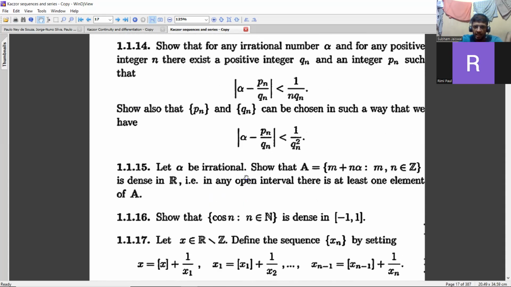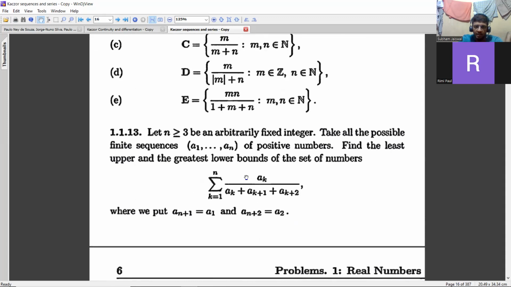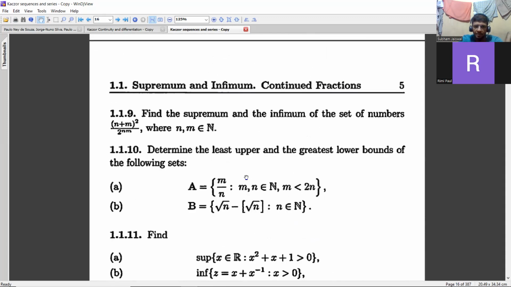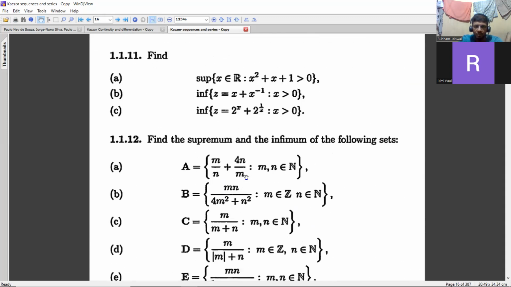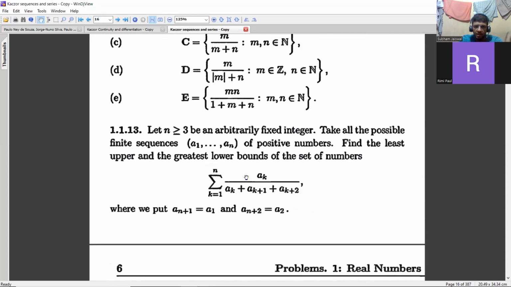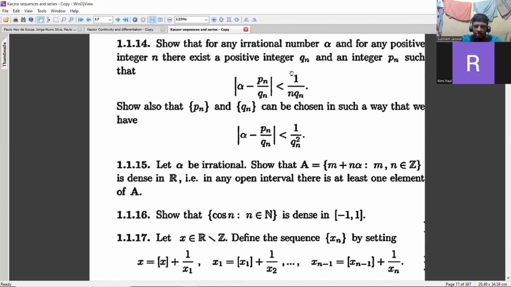Means many more questions like this. Just a minute. Basically, these questions are translations of that question. Yeah, this question, see, 1.1.15. This is straight away what we are trying to prove: dense in R.